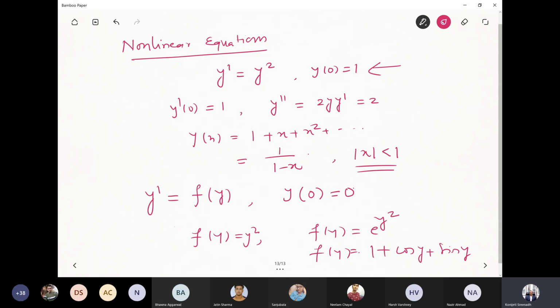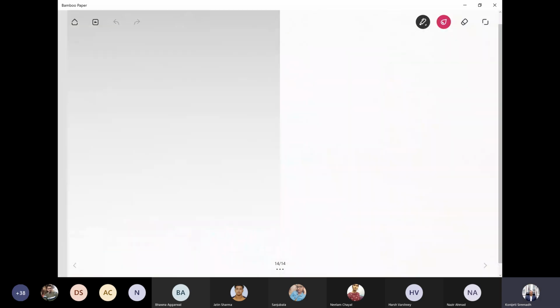So for all these functions, can I do this series expansion? Yes, I can do the series expansion for this, because I know that y squared has a series expansion. Exponential of y squared also has a series expansion. Cos y is there, sin y is also there. So I can write the series expansions of these functions, and then I can write as many derivatives as I require. I can find all terms of the Taylor series for this equation. Therefore, I can expect to have a series solution for this.